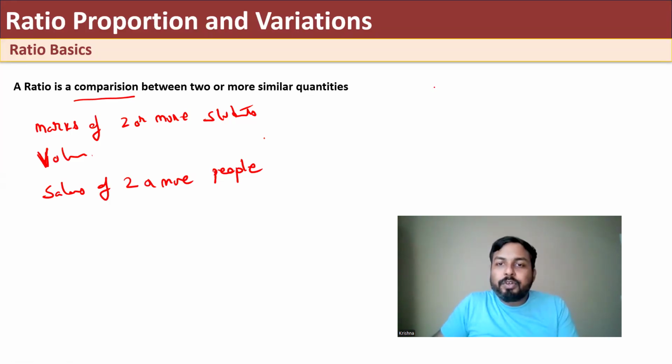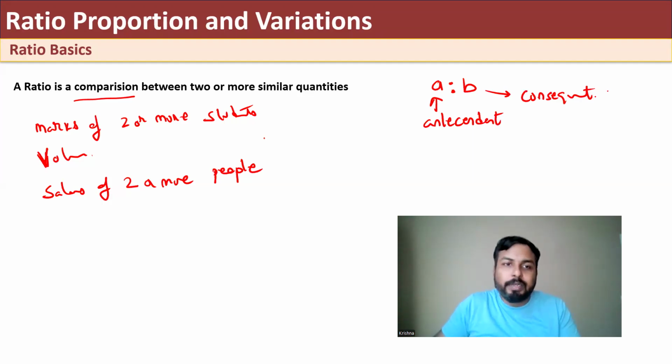So a ratio is denoted as A is to B, where A is called the antecedent. What is A called? Antecedent. And B is called the consequent.